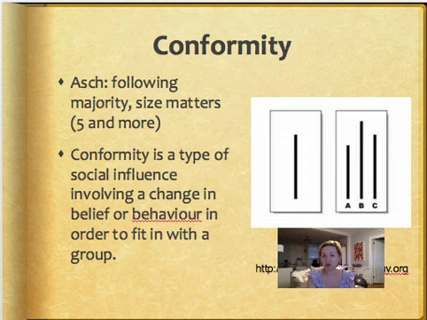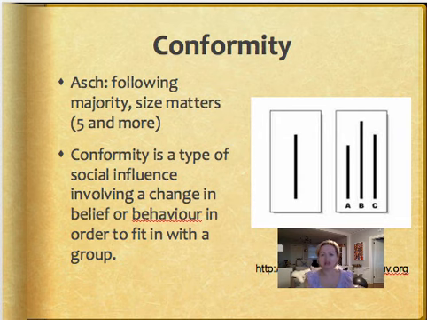So Asch concluded that people conform for 2 main reasons: because they want to fit in with the group, which is a normative influence, and because they believe the group is better informed than they are, which is informational influence. So what the majority believes must be correct, although it sometimes contradicts what we think and what's reality.